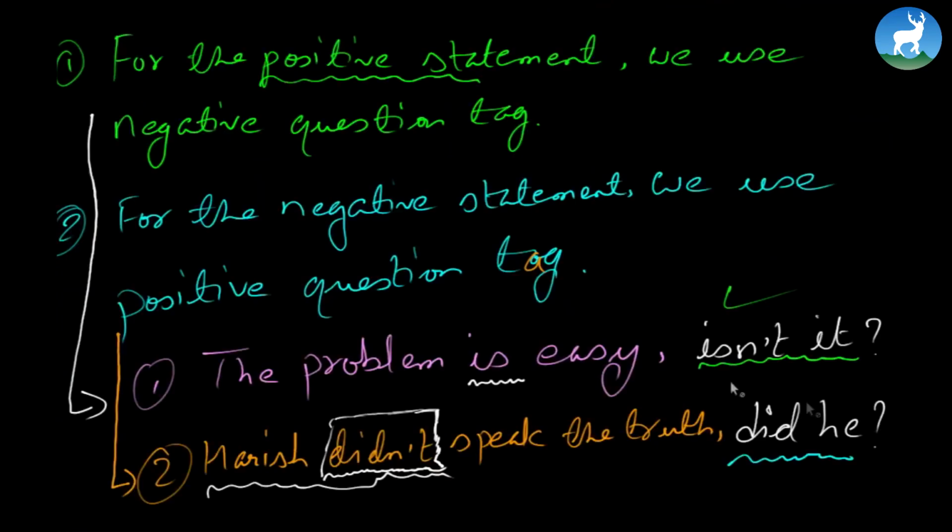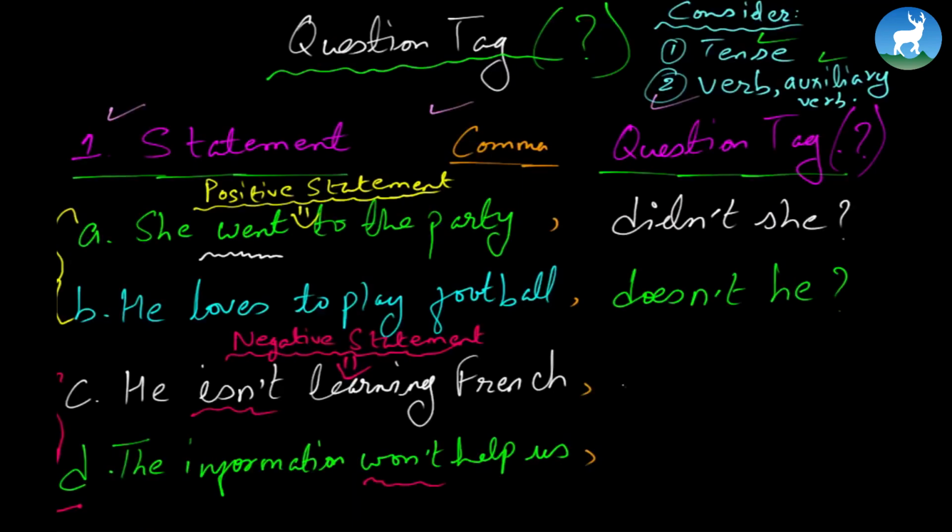Okay, now look at that. What does the rule say? Look at the rule again. For the negative statement, we use a positive question tag. That's why, he isn't learning French. Now we need a positive question tag. We're always working on the auxiliary verb here. He isn't learning French. Is he?